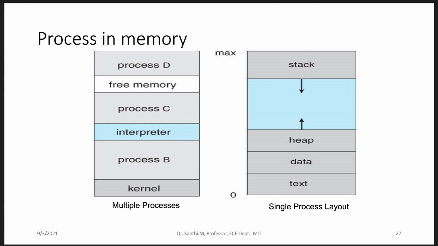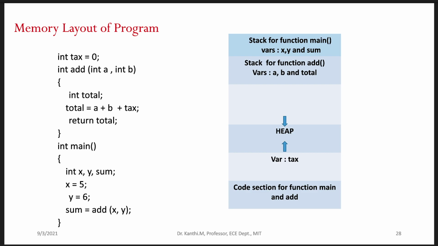Now we can see how the process looks in memory. You have processes A, B, C. There is a kernel space, and then you have the operating system, an interpreter, process B, and free memory, free space, etc. This is how you can visualize the process in memory. This is your single process layout, and you have text, data, heap, stack. These terms we are going to see in detail in later sessions. This is just to show a simple memory layout of a program.